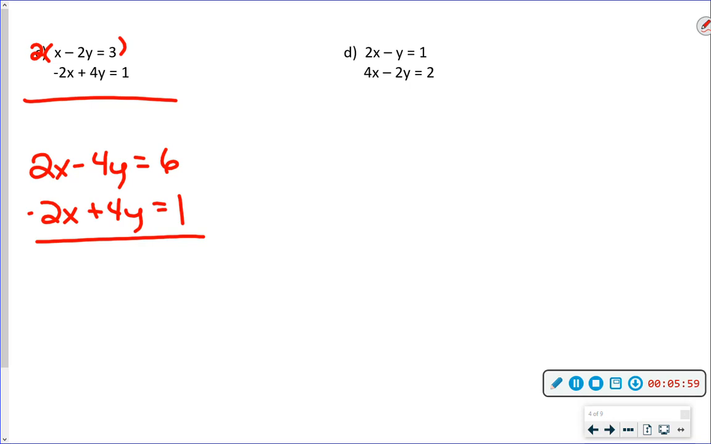Technically, what do you have on the left-hand side? On the right? 0 equals 7. No, it's no solution. So what does this mean? What would the graph look like? They wouldn't intersect.